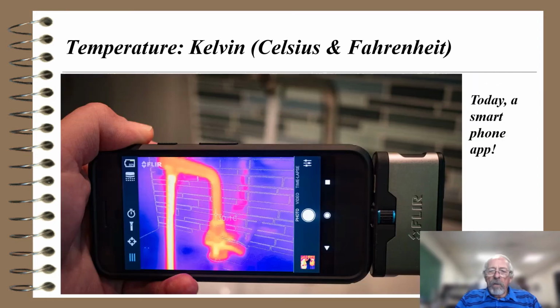So here's a picture of a camera that actually has, it's a smartphone app that actually has an infrared, I'm reading it, FLIR, which is some type of infrared camera attachment to the smartphone, and it's showing what looks like the hot water coming out of a faucet.